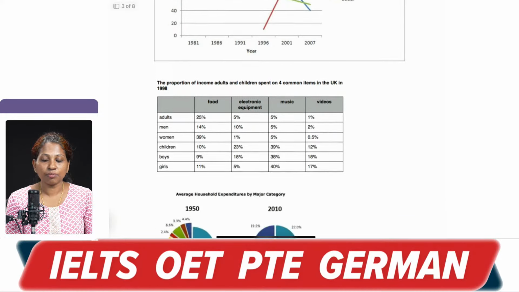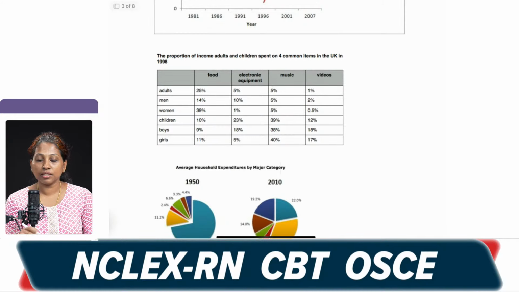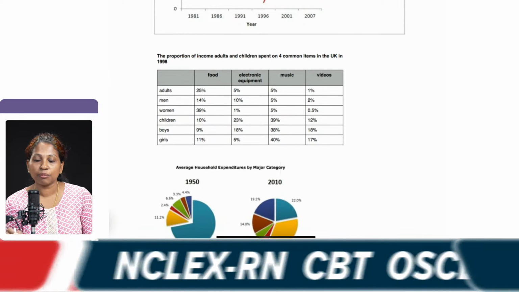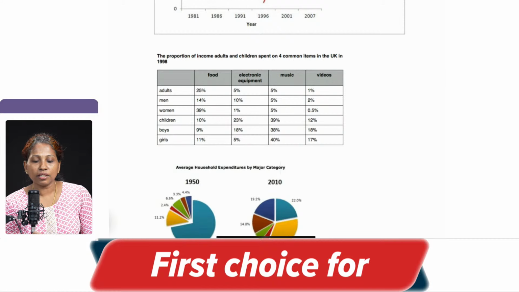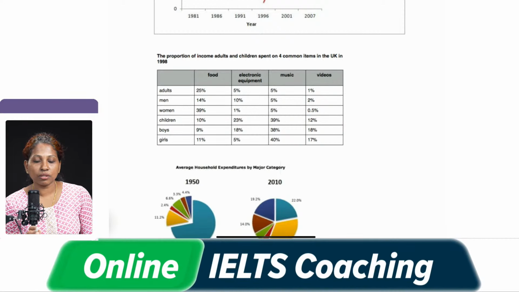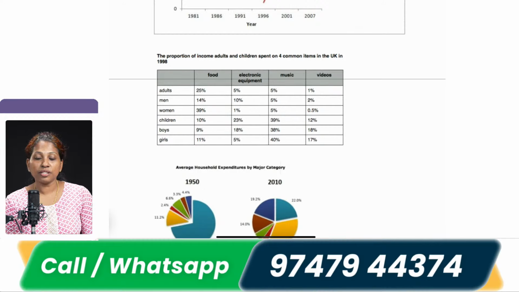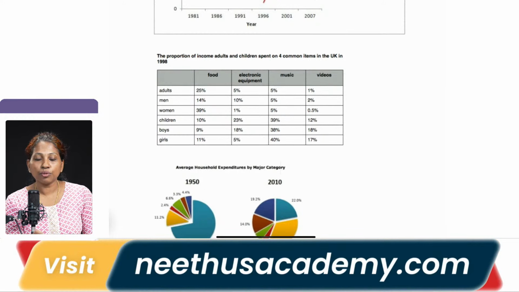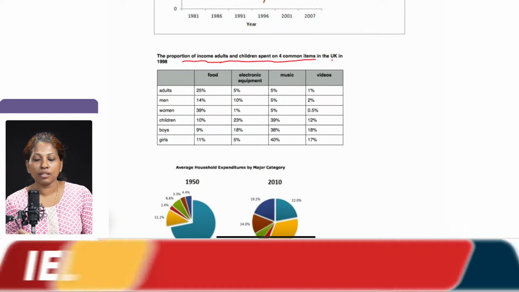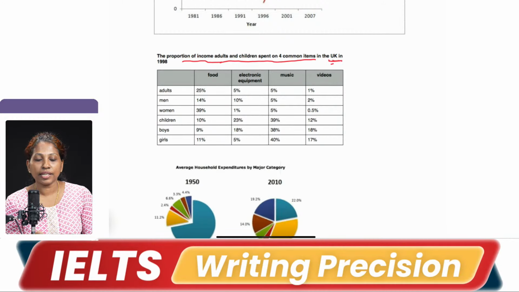Next is a table, something which looks like this. As the name suggests, it is a table, like normally we make a table on a spreadsheet, same like that. They have some rows and some columns. Rows are food, electronic equipment, music, videos, and then they have given some columns of adults, men, women, children, boys, girls, and so on. Measuring unit is in percentage. So what is it? The proportion of income adults and children spent on 4 common items in UK in the year 1998.